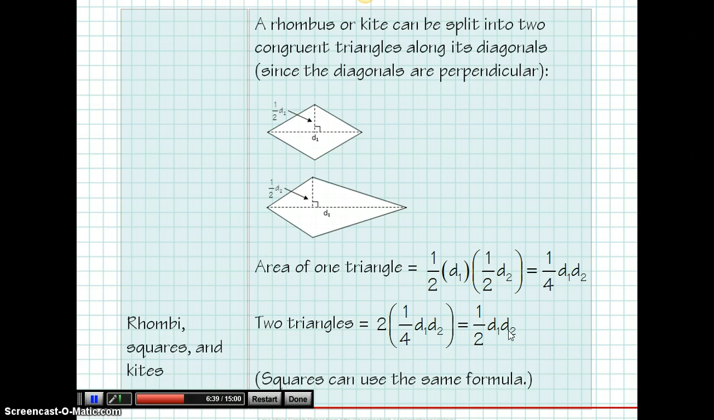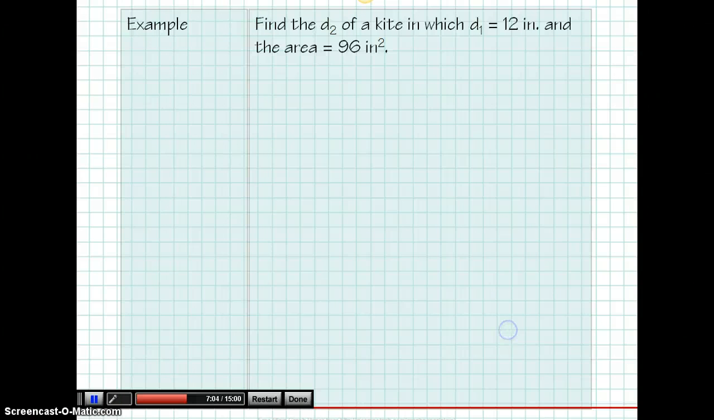Now, since a square is also a rhombus, with a square we generally use the rectangle formula, base times height, which is the same, so we end up with side squared. But since a square is also a rhombus, it can also use the rhombus formula. So the area of a square can also be 1/2 diagonal 1 times diagonal 2. It just depends on the information you're given, which formula you want to use.